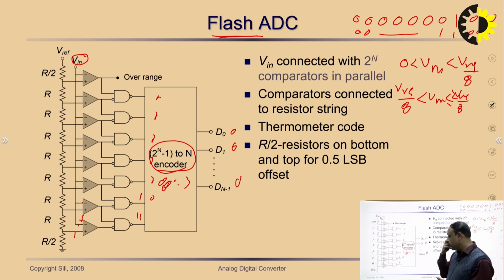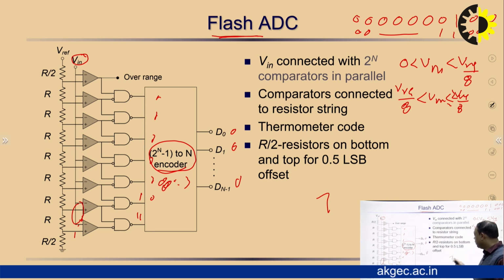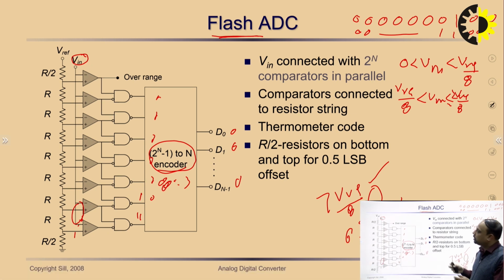But the problem is, if the voltage lies between two comparison levels, like between 7 V reference by 8 and 6 V reference by 8, then the output is either up or down. So the error is very high in the flash type converter. That's why these analog to digital converters are used where high speed is required but very little accuracy. In this way, this converter is used for converting the analog signal into digital one.